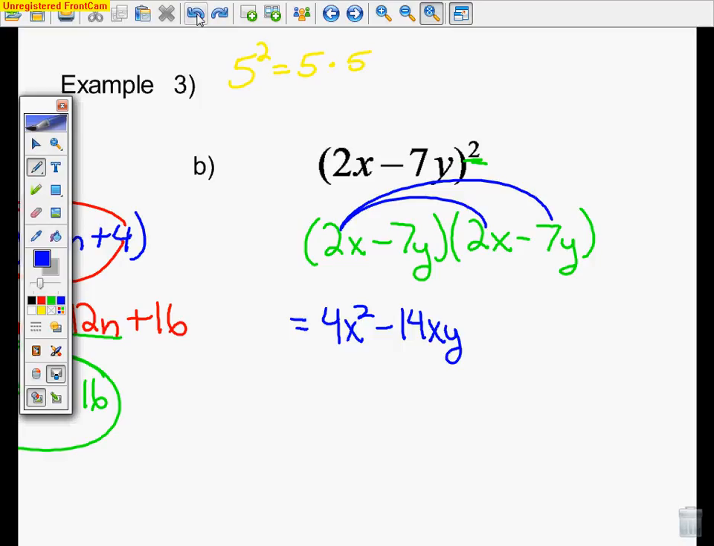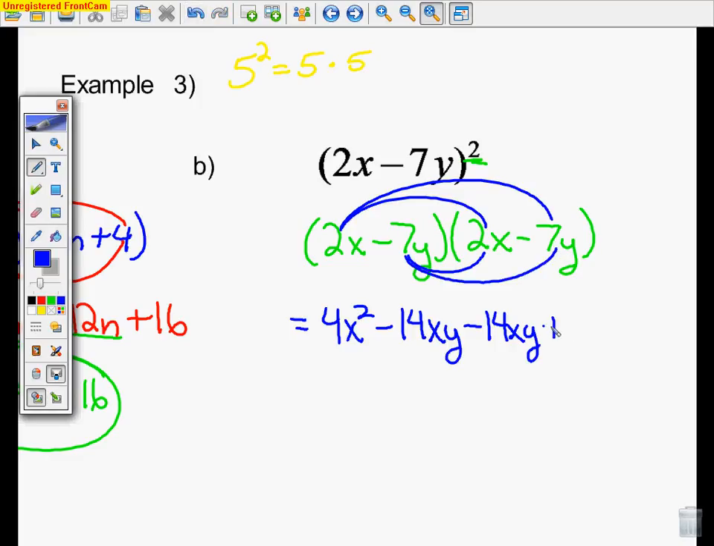Alright, and then our inside terms, negative 7 times 2x, that's again going to be negative 14xy. Now, it doesn't matter if you put yx or xy, but you should know that those are the same. So I'm just going to leave that as xy, so that I know that these are like terms. Because remember, multiplication is commutative. You could change the order. X times y and y times x are the same. Now we multiply our last: negative 7y times negative 7y.